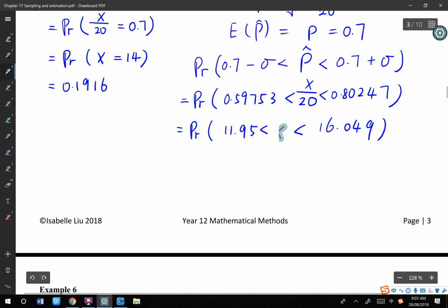Do you remember what your x is? What's your definition for x? What is x in this question? Yeah, the number of 17-year-olds attending school, right? Can you have 11.95 students attending school? No. You need to adjust that to integer values. What integer value do you need to adjust to?